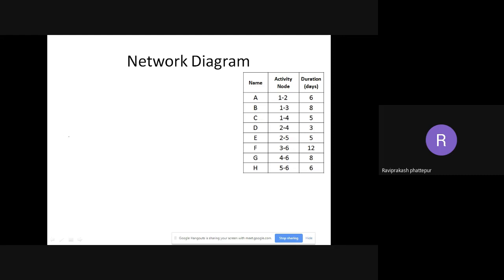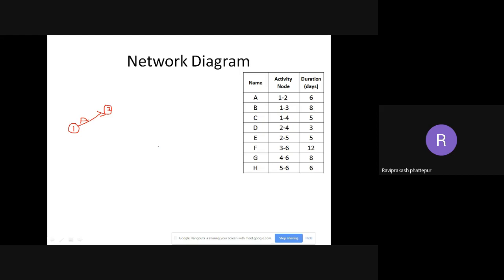Okay, A again is 1 to 2. So this is node 1. Sorry, I'll draw the proper one. Okay, so this is node 1. Then I'm having 2. So I'll write 2 here. So this is node 2. Okay, and this is activity A.